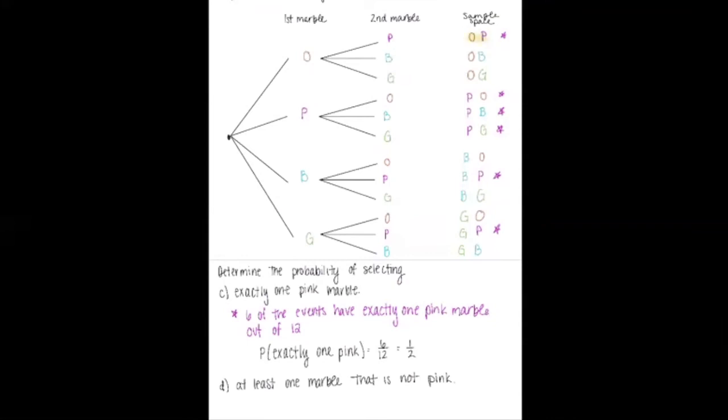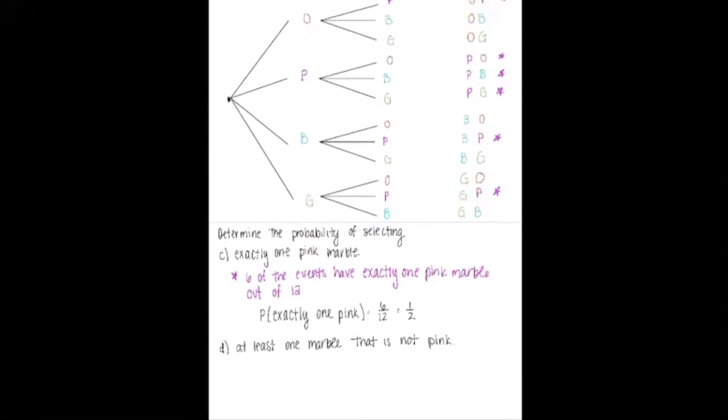So if I look at this event, orange and pink, is at least one of them not pink? Yeah, because I've got the orange paired with it. In all of these, yeah, it's going to be all of them. So how many events do we have in total?